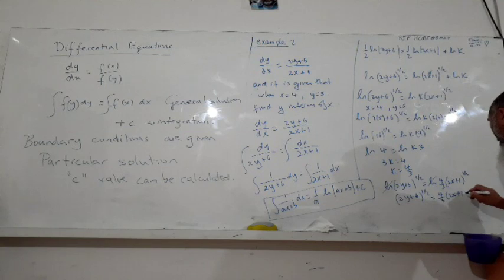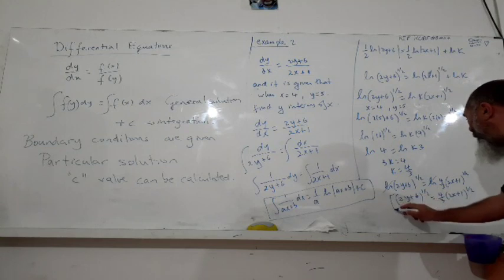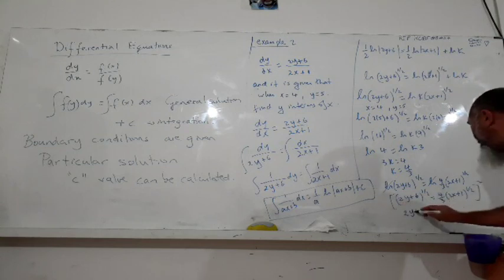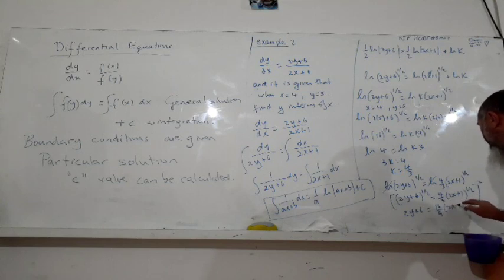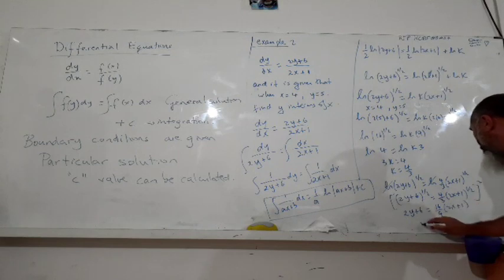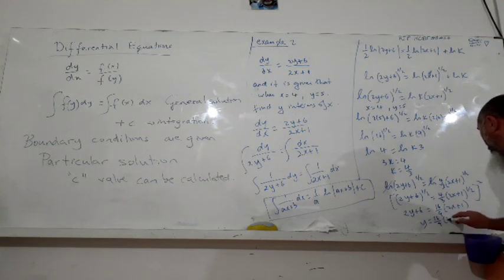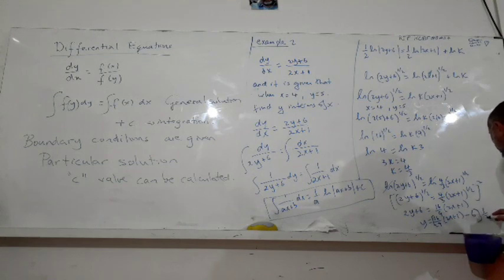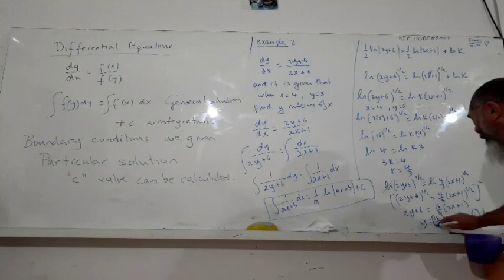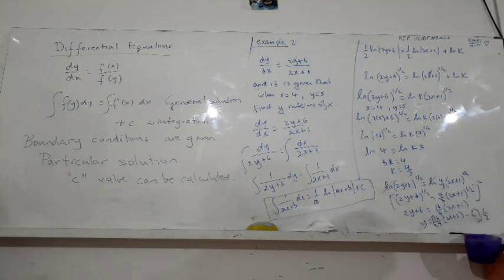Let's square both sides. 2y plus 6 is equal to 16 over 9 times (2x plus 1). That means y is equal to 16 over 9 times (2x plus 1), minus 6, multiplied by 1 over 2. That's the answer for the question. Okay? Let's add pictures of the solution if you need it.